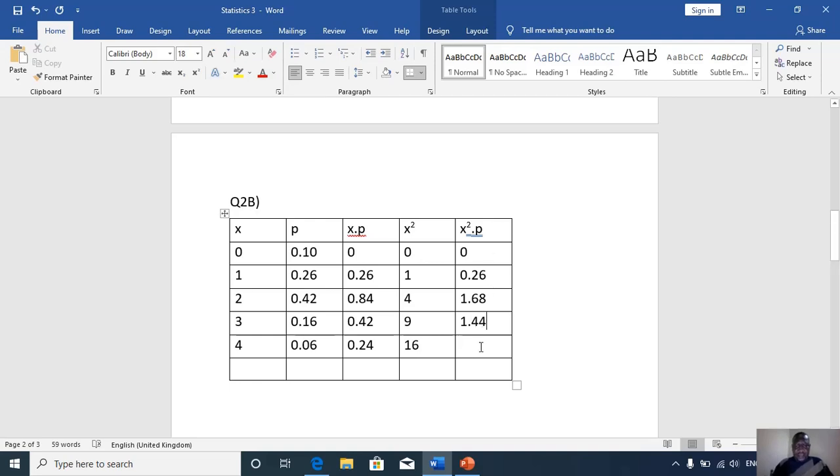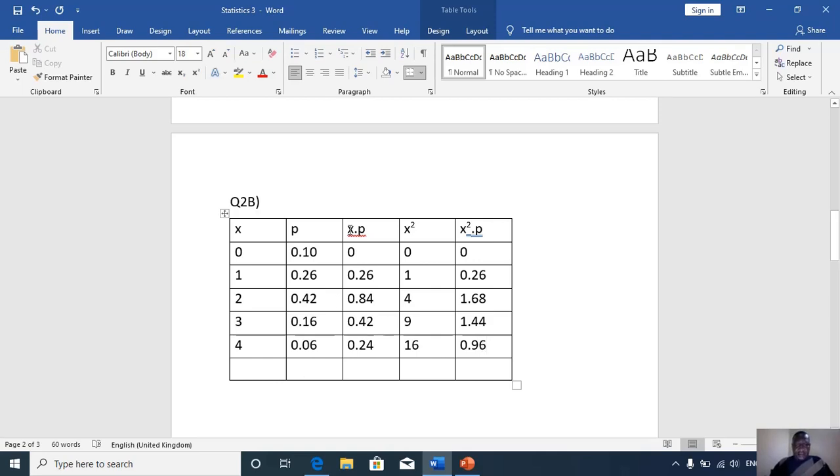And finally, we have 16 multiplied by 0.06. That will be 0.96. It is important that you're also checking these figures. So be with the calculator where you are and check those figures out.